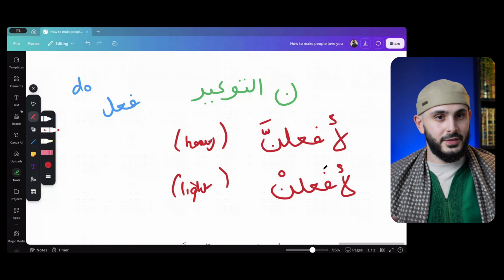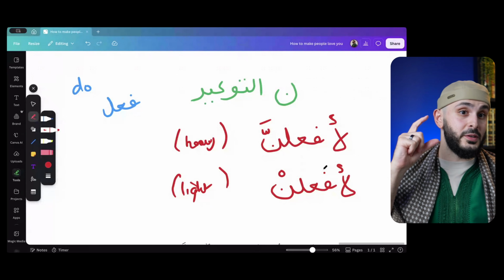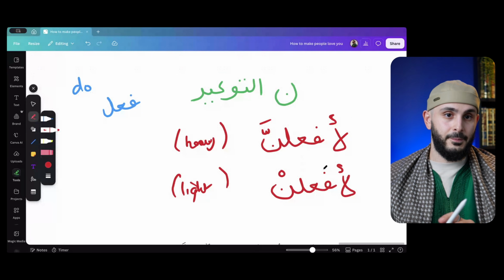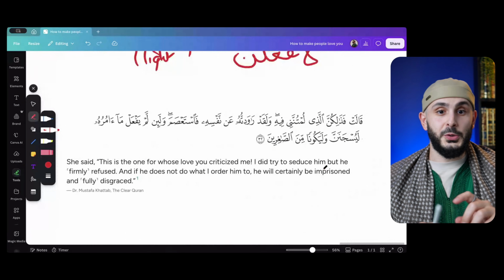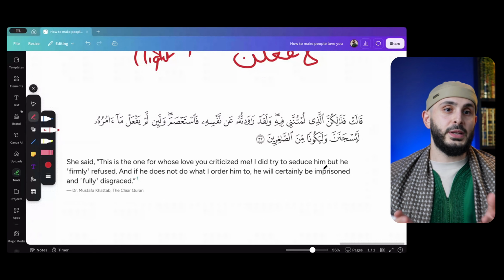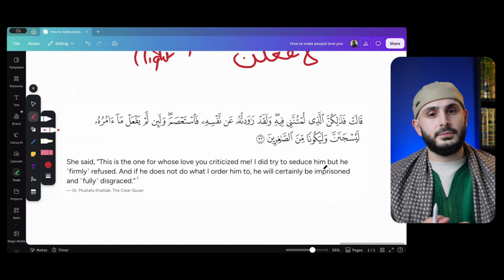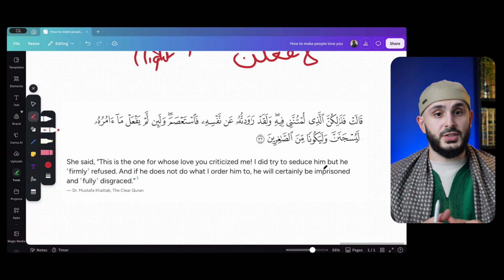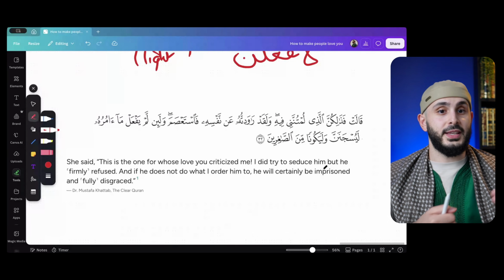Why am I telling you all of this? Because in the story of Yusuf alayhi salam, Allah subhanahu wa ta'ala uses both of these interchangeably. Now, for me to talk to you about this verse here that we see on the screen, let me give you a little bit of a backstory about Yusuf alayhi salam's life. Essentially, when he was born and he was a child, his brothers turned against him and they sold him into slavery.